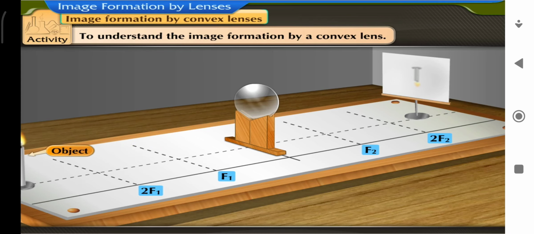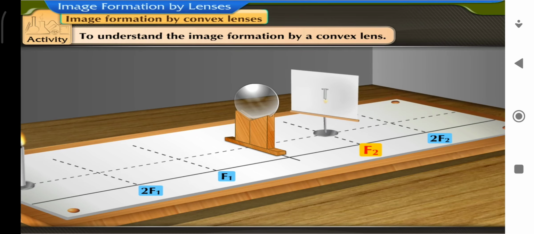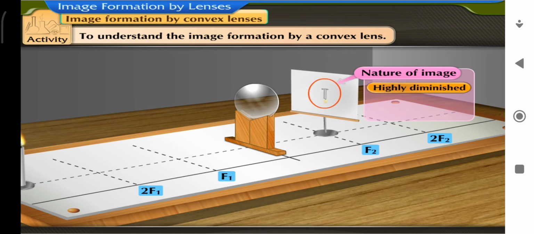Here, the object, that is the burning candle, is placed at a very large distance from the lens. Obtain a clear and sharp image of the candle on the screen by adjusting the screen distance from the lens. The sharp image is obtained at focus f2. The image is highly diminished or point-sized. As the image is obtained on the screen, the nature of the image is real and inverted.